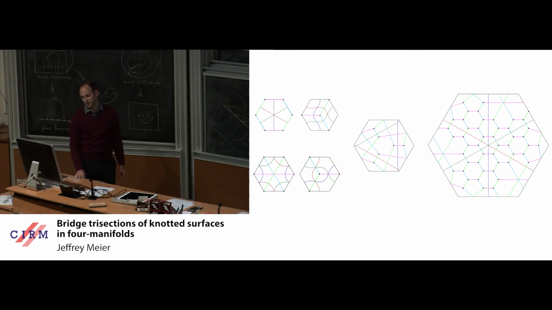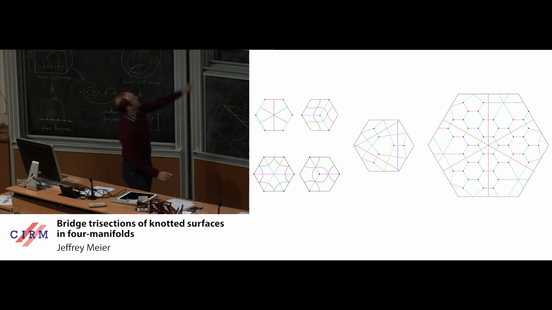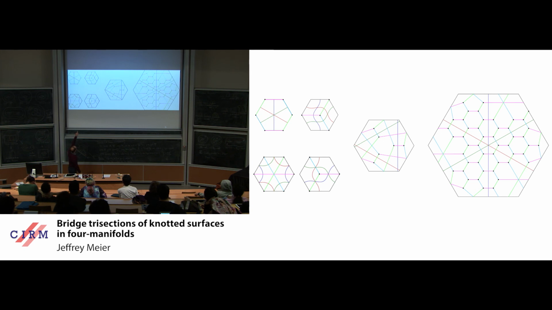I like it better if we draw it this way: you can think about the torus as a hexagon with opposite edges identified. And so these pictures, I think, are particularly nice. Again, these are the degree 1, degree 2, degree 3, and degree 6 curves. These have all been maximally destabilized, so these are efficient bridge trisections of these.